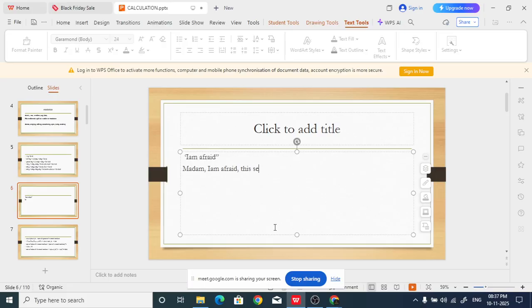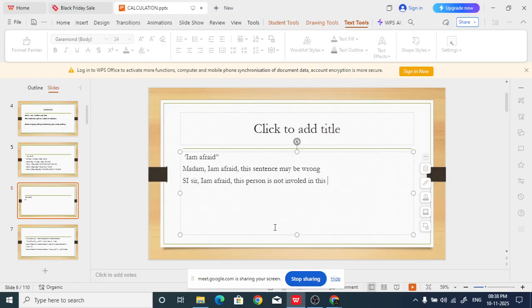This sentence may be wrong. So can you make another sentence like this? Not only for a teacher, but for anyone, or if you are talking to a policeman, to SI sir, SI means sub inspector sir. "Sub inspector sir, I am afraid this person is not involved in this crime."